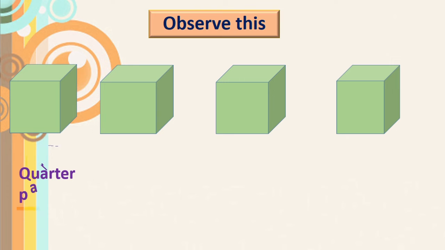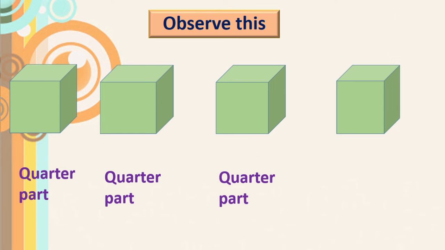See, this is called a quarter part. Remember the word: when we cut one whole into 4 equal parts, then each part is called a quarter part. See, this is a quarter part, this is also a quarter part, this is also a quarter part because they are the same. Yes, now you know the word, that is quarter. Okay, when the whole is divided into 4 equal parts, then each part is called a quarter part.